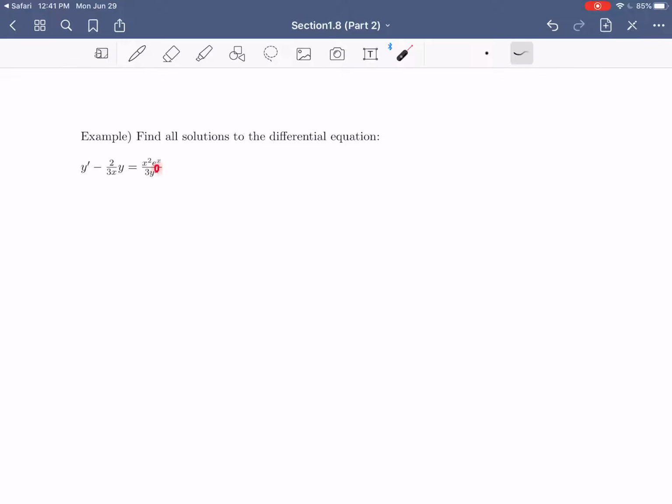Why? Because we have a y squared. And it's even worse, it's a y squared in the denominator. So that's basically a y to the negative 2. That's a function of the dependent variable. This thing is definitely not linear in its current form.